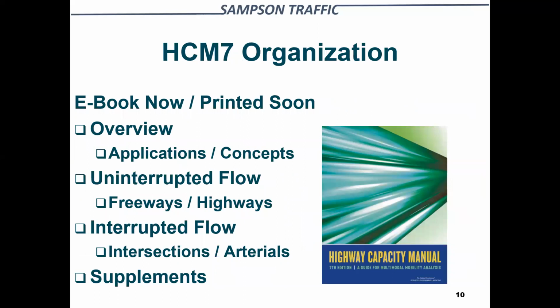It's an ebook now, the Highway Capacity Manual, 7th edition, but I believe it's supposed to be printed just about any time now. Volume 1 is an overview. Volume 2 is uninterrupted flow, freeways and highways. Volume 3 is interrupted flow, intersections and arterials and interchanges. And then appendices and supplements are in volume 4, and that one's posted online.